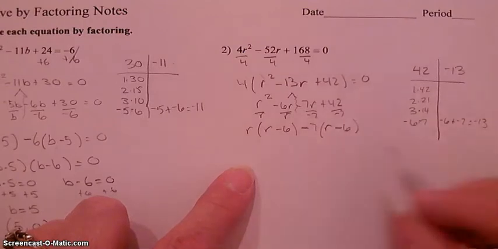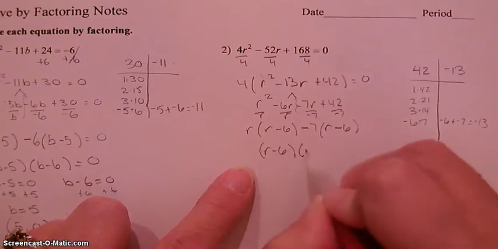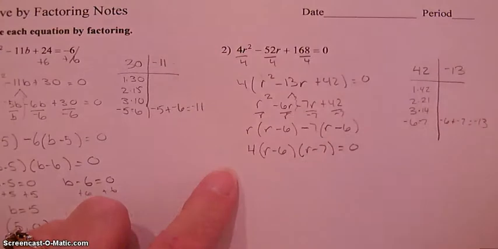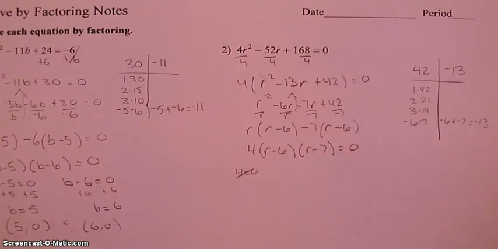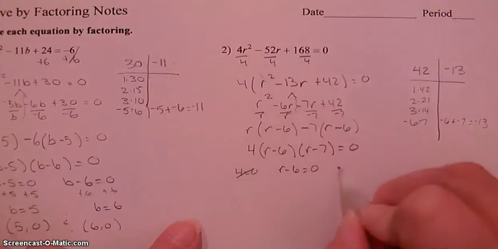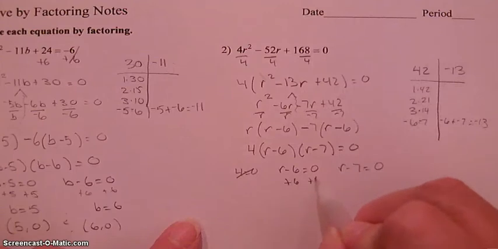Okay, so we write what's in common, r minus 6 and r minus 7, and set that equal to 0. Then we bring down our GCF. We can set that equal to 0, but that really doesn't do anything. There are no variables with it, so we don't solve that. So I have r minus 6 equals 0 and r minus 7 equals 0. Solving, I add 6 to both sides and I get r equals 6.